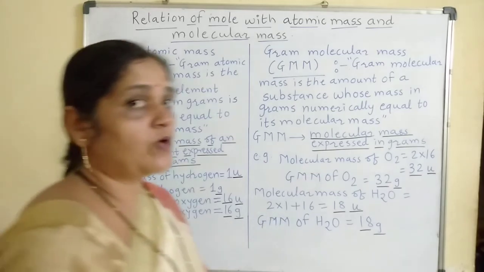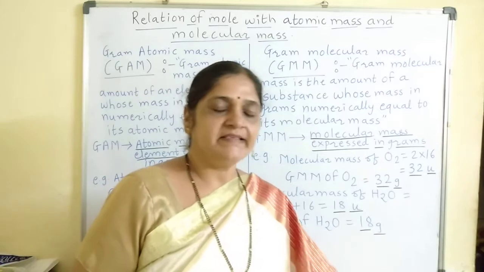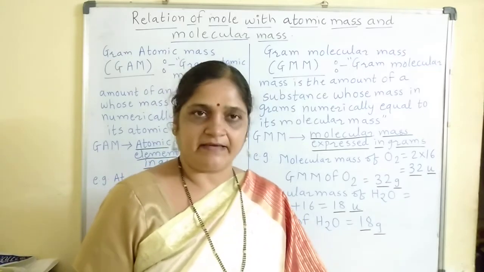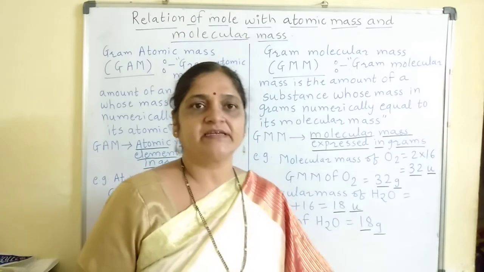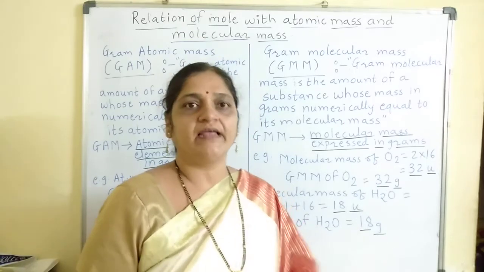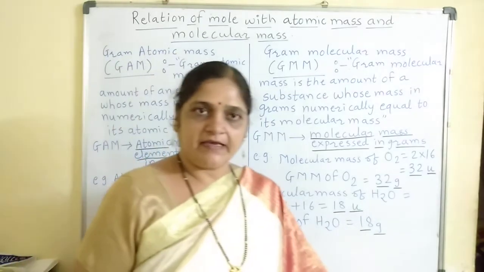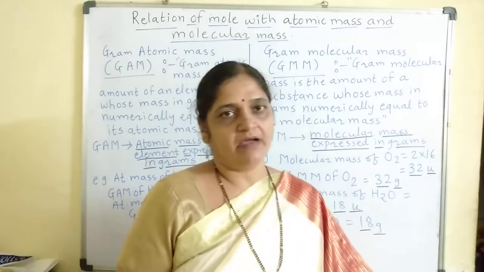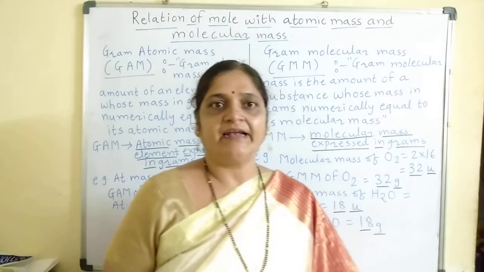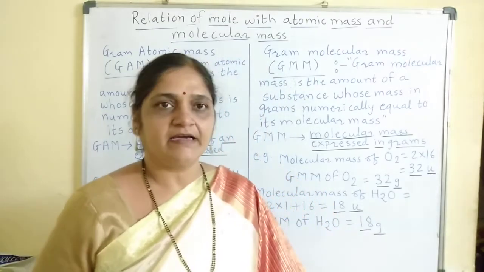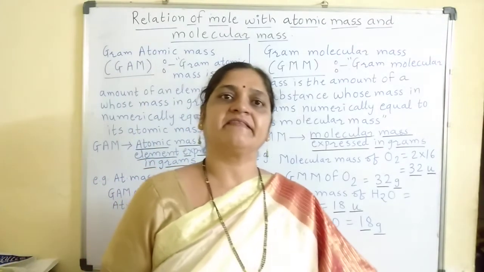Means here you only have to change the symbol. Instead of U, you are going to write G. The mass is going to remain the same. There is no change in the atomic mass of an element when you are expressing it in grams. It will be the same as whatever atomic mass we expressed in atomic mass unit. But when you write G, it means you are expressing it in grams. So gram atomic mass means the atomic mass of an element expressed in grams.